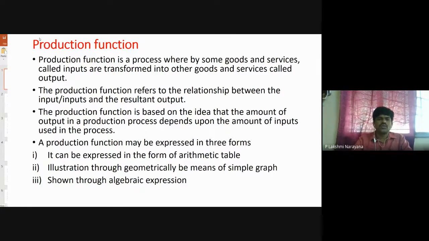So what is production function? Production function is a process whereby some goods and services, called inputs, are transformed into other goods and services, called output. So here you observe clearly, some goods and services in the form of inputs are transformed to other goods and services.